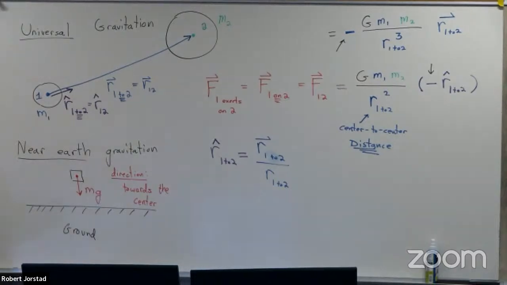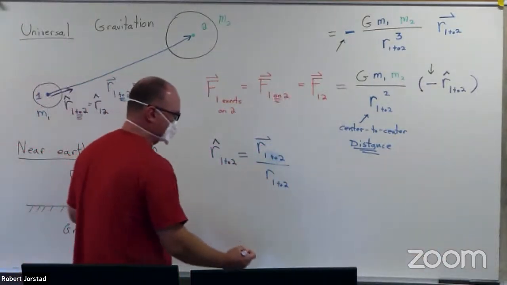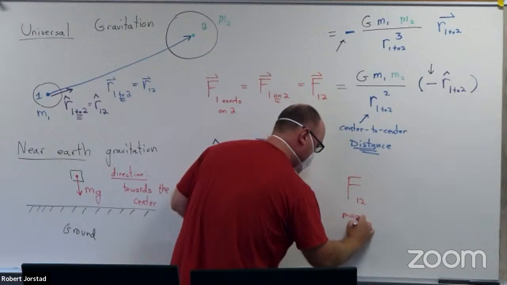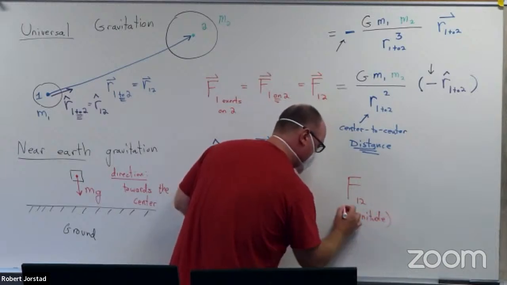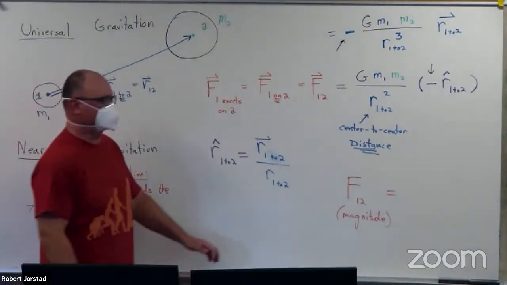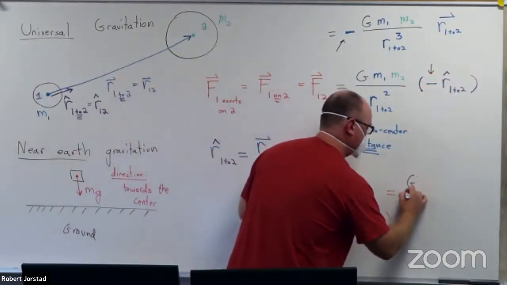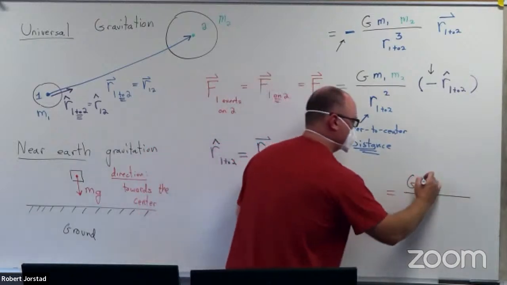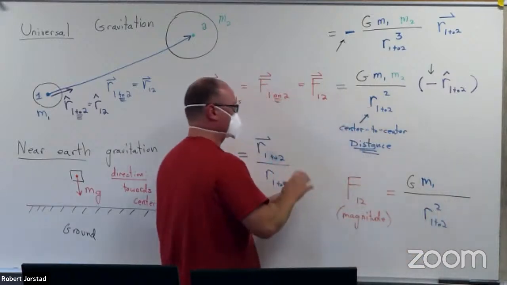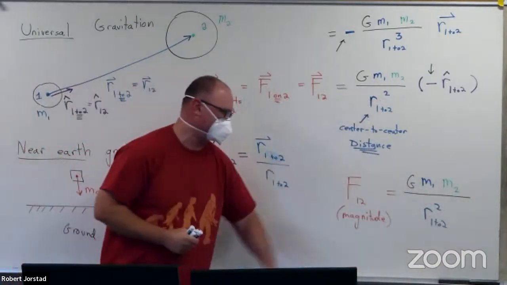So I will point out one last thing here. Notice the magnitude. If I want the magnitude, I just ignore this direction, right? That would be G, that's the magnitude. And notice everything in there is positive.